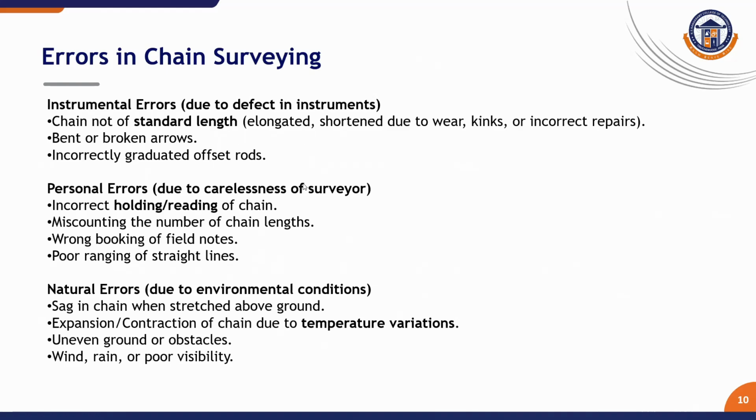Errors in chain surveying. Despite careful work, errors can creep in. These can be categorized into instrumental errors, which arise from defective tools like a chain that is not of standard length due to stretching or bending, or damaged arrows. We also have personal errors, due to the surveyor's carelessness, such as incorrect reading of the chain, miscounting length, poor ranging, or wrong booking of notes. The next one is natural errors, caused by environmental factors: sag in the chain, expansion due to temperature, uneven ground, or wind affecting the alignment.